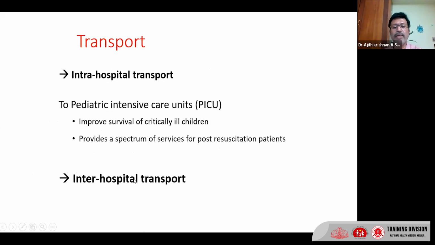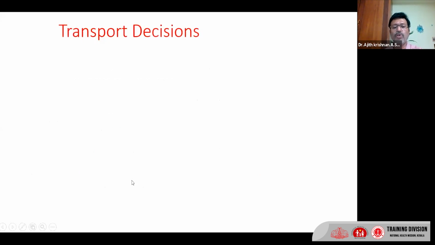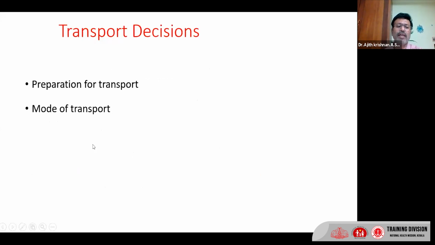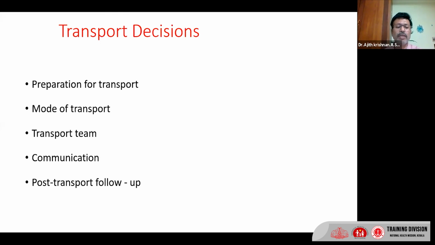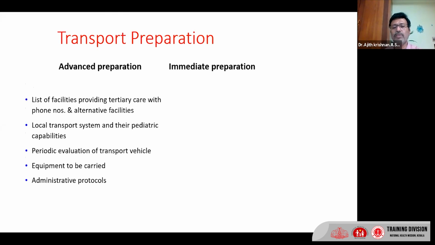And sometimes you may need an inter-hospital transport, to other hospitals. Transport decisions: you have to prepare for the transport. You have to see what mode of transport you are thinking of, and you should have a transport team. That is very important. If you want to shift a child, you have to make a team beforehand. Then communication: you should communicate with the other hospital, and post-transport follow-up is very important.